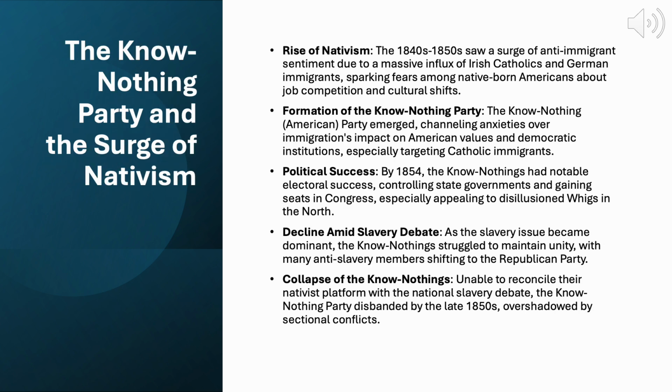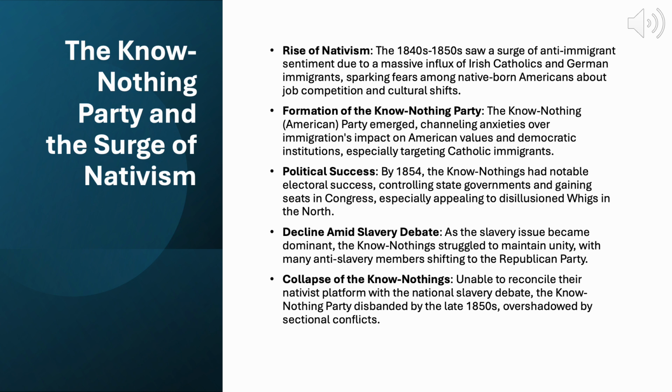Amid the growing sectional crisis, another powerful social force began shaping the political landscape: nativism. The 1840s and 1850s saw a massive influx of immigrants to the United States, particularly Irish Catholics fleeing the Great Famine, and Germans seeking political refuge and economic opportunity. This unprecedented wave of immigration stirred anxiety among many native-born Americans, particularly Protestants, who saw Catholicism as a threat to American values. Many Protestants worried that immigrants could bring not only their religious beliefs but also foreign ideologies that would undermine the country's democratic institutions.